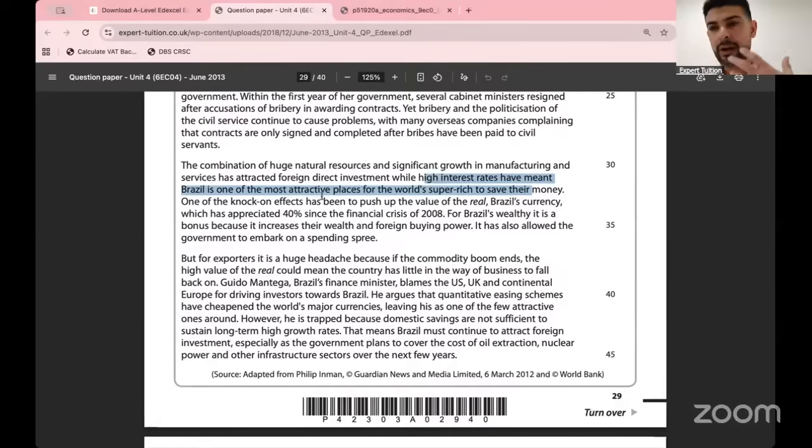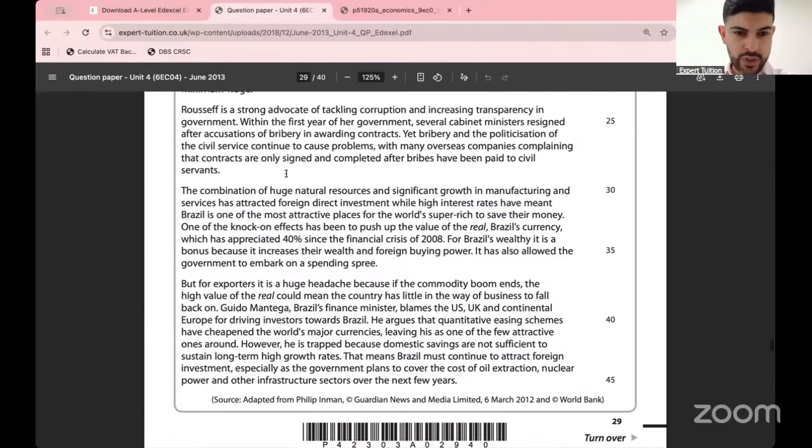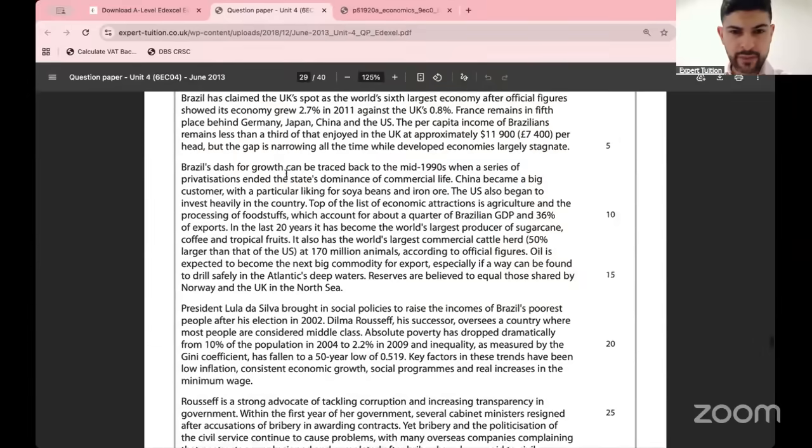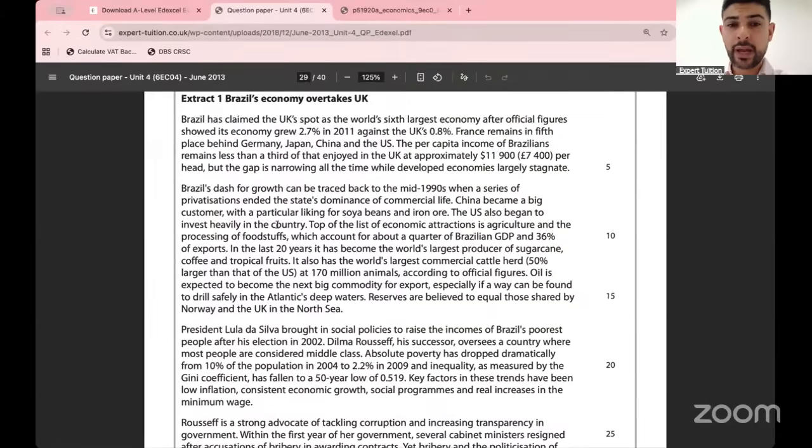How do you get Brazilian currency? You sell your currency and you buy whatever other currency in the world that you need to buy. Does that make sense? Cool. The very last thing, by the way, is it also speaks about high levels of foreign direct investment. It also speaks about how China is buying a lot of soya beans and iron ore. How do Chinese people buy more Brazilian exports? They have to buy their currency. So the demand was shifting outwards.